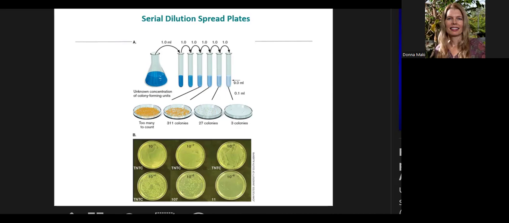TMTC, by the way, that means too numerous to count. So that's what you put in your lab notebook, TMTC. And those plates are useless, but we got some countable ones there.